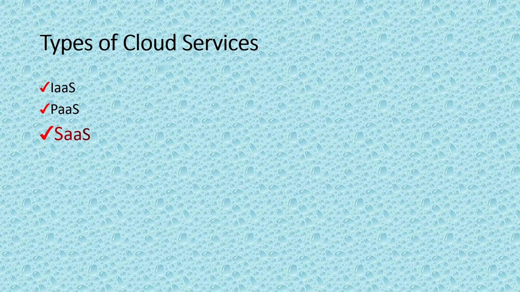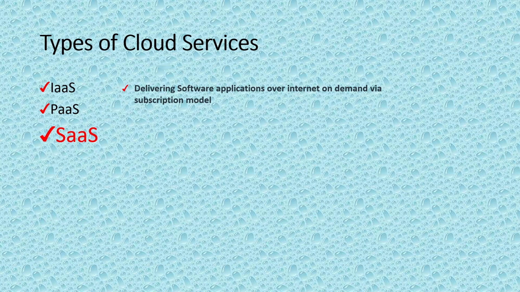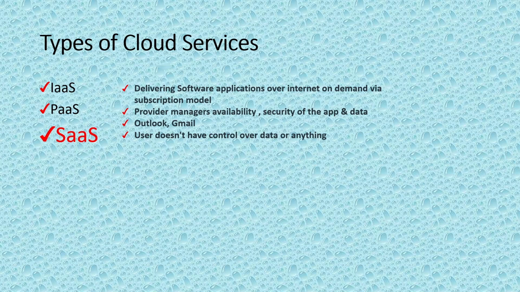SaaS, software as a service. Delivering software applications over the internet on demand via a subscription model. The provider manages availability and security of the application and data. The user doesn't have control over any data or anything.